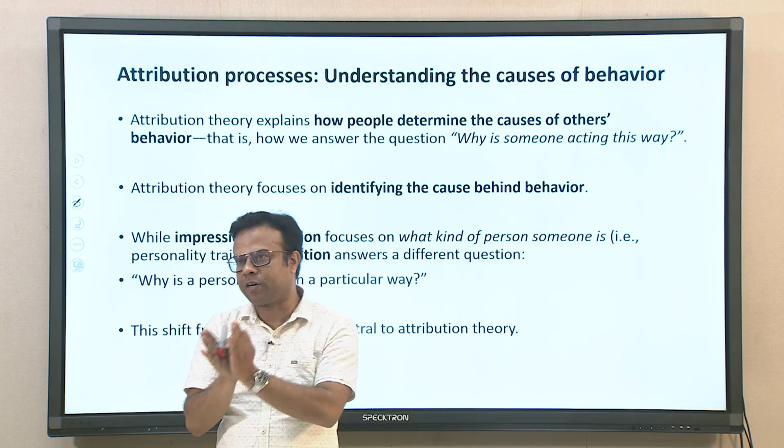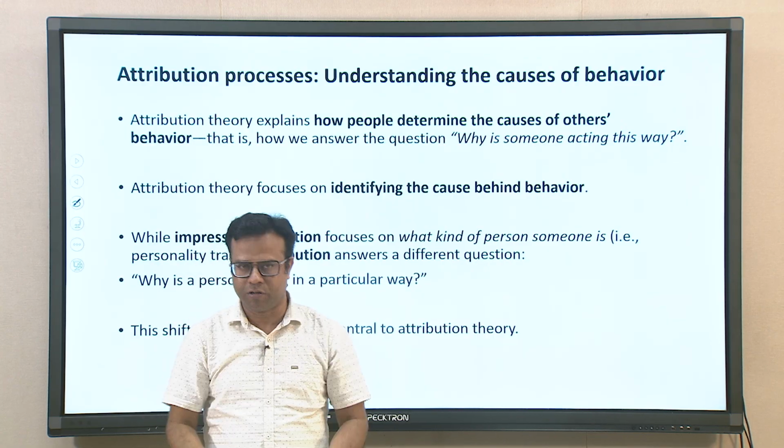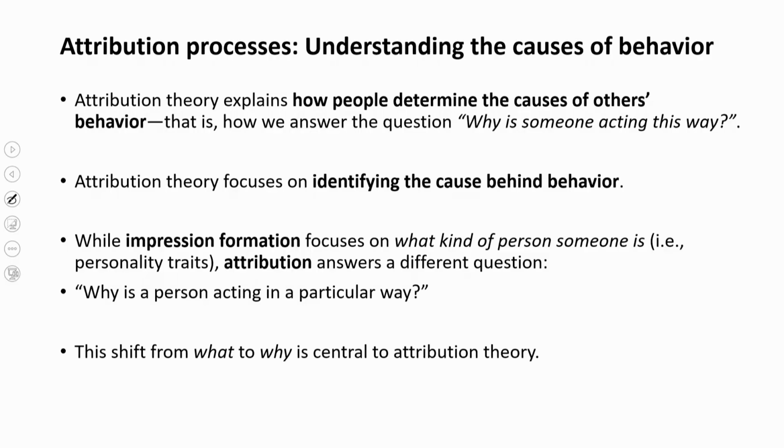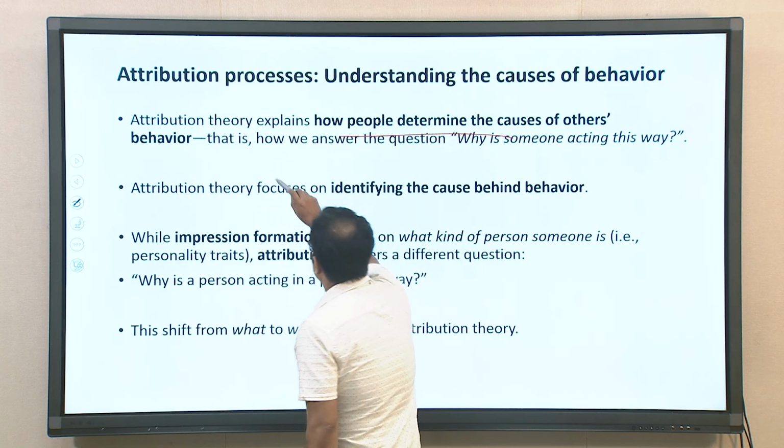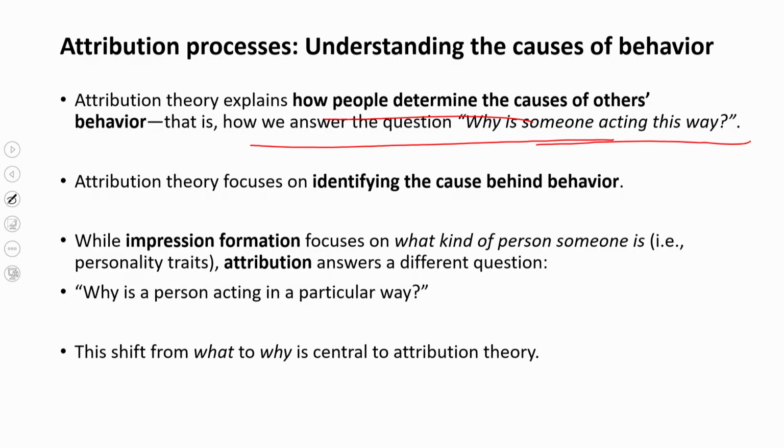Now, we will talk about another important concept in social perception, which is called attribution. Attribution is about how we understand the causes of another's behavior. In impression formation, we tried to understand the characteristics of a person, and in the attribution process, we try to understand why this person behaves in certain ways. What is the reason for such behaviors? It is not about the person, but about the causes of the behavior. So, attribution theory explains how people determine the causes of others' behavior. When somebody does something, you try to understand why this person has done something like this. That is called attribution. That is how we answer the question, why is someone acting this way? That is the attribution process.